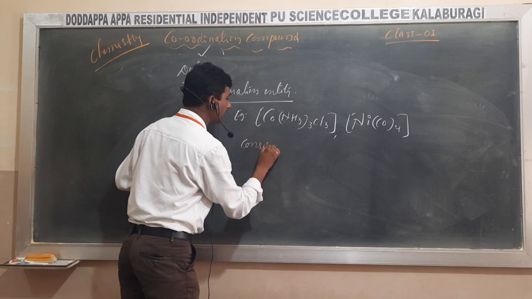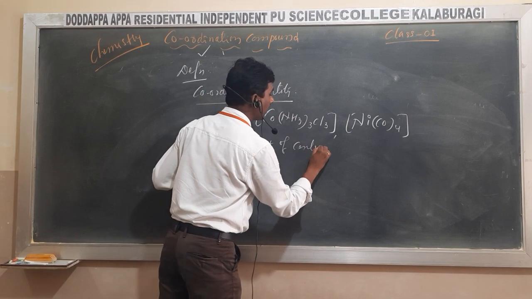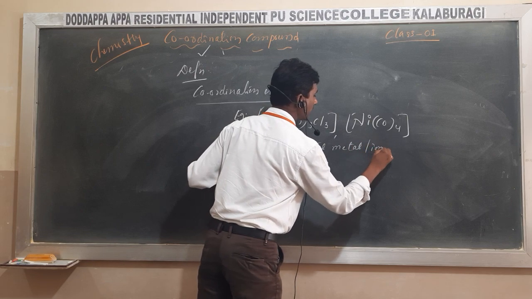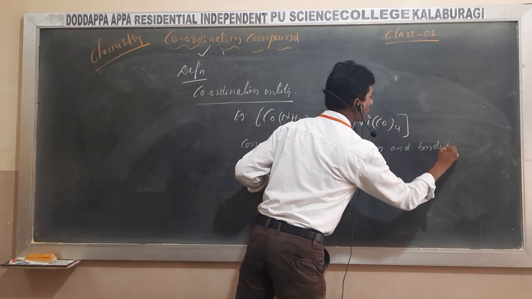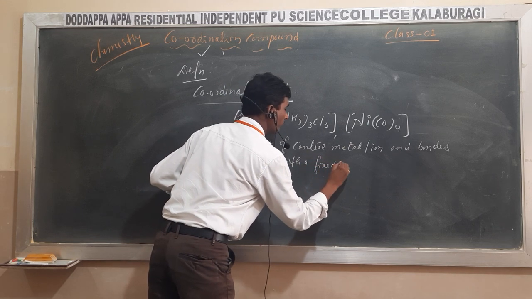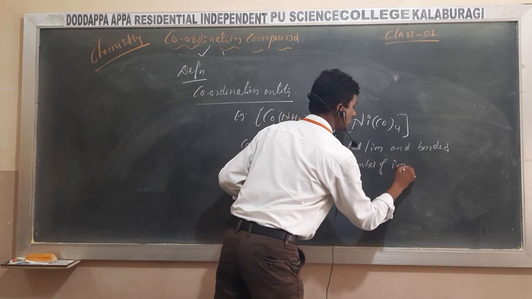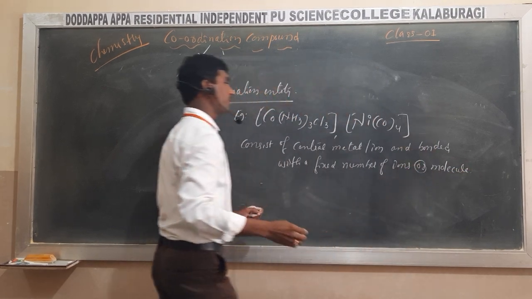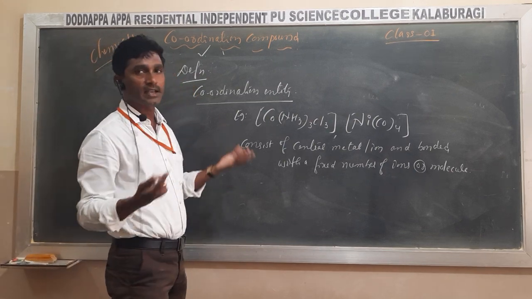A coordination entity consists of a central metal atom or ion, bonded with a fixed number of ions or molecules. Fixed number of ions or molecules. So it is called a coordination entity.